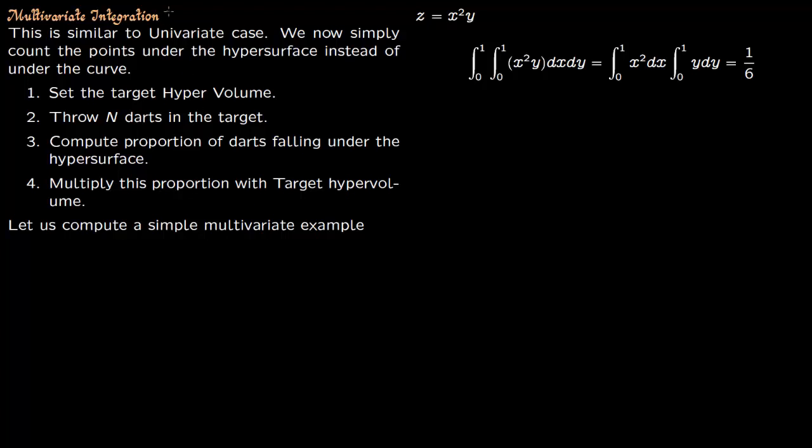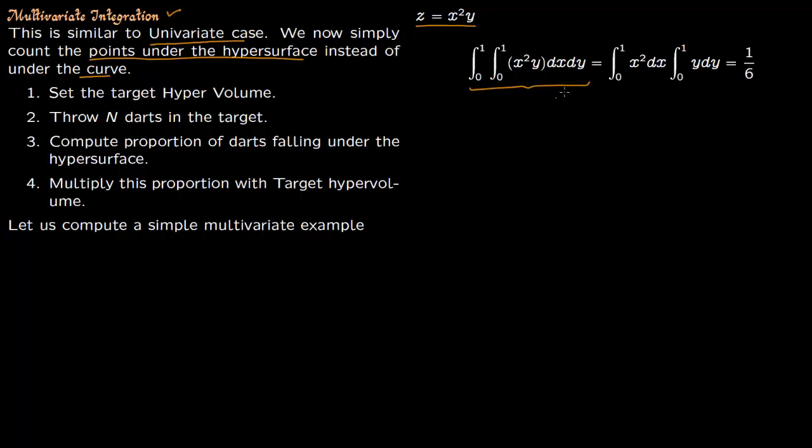So let us talk about multivariate integration using Monte Carlo techniques. This is exactly the same as the univariate case. Now here, instead of counting the points under the curve, you count the number of points under the hypersurface. So for our example, we will use z is equal to x squared y. This is our hypersurface. And this is the integral we want to compute.